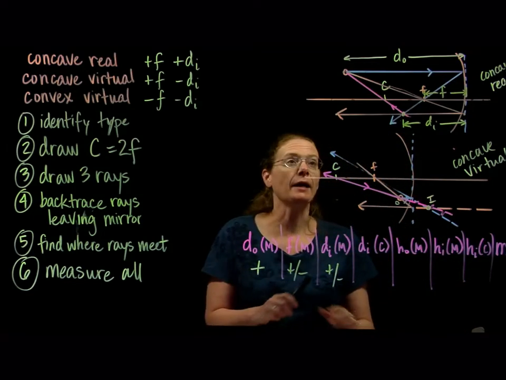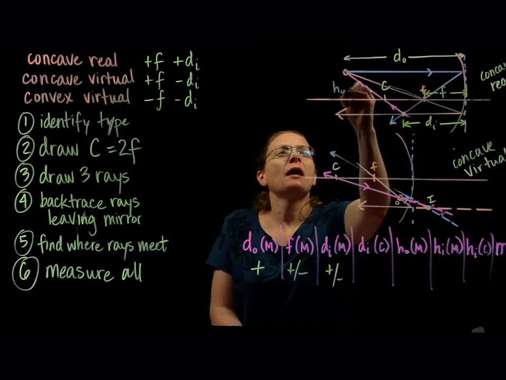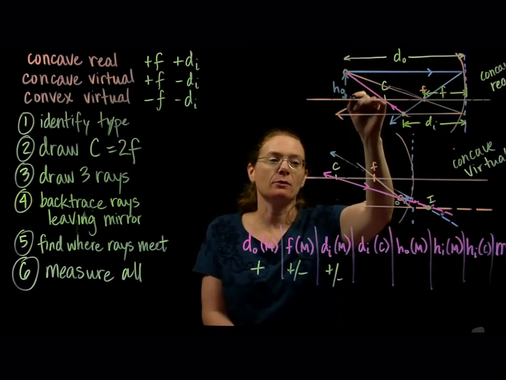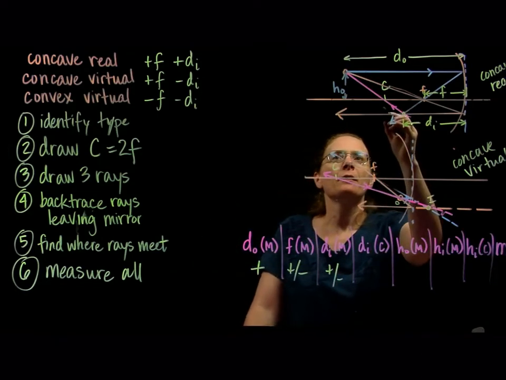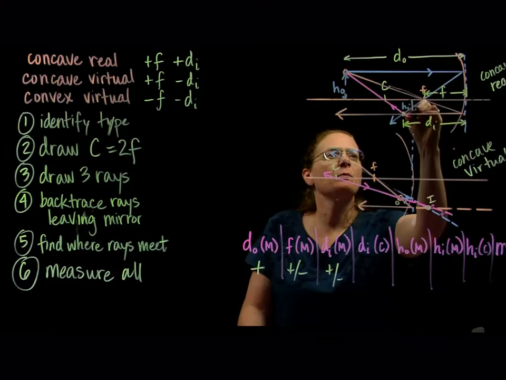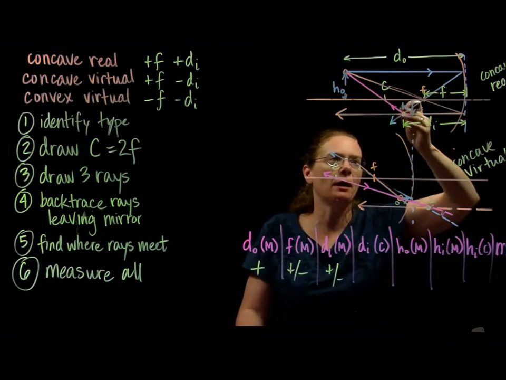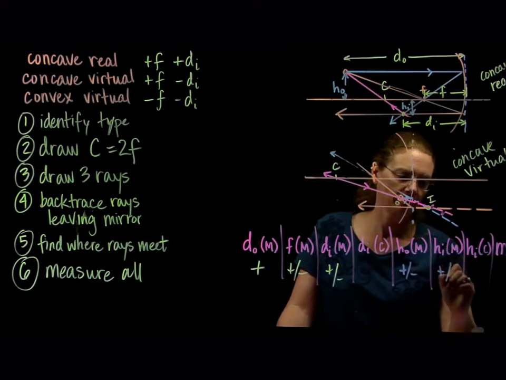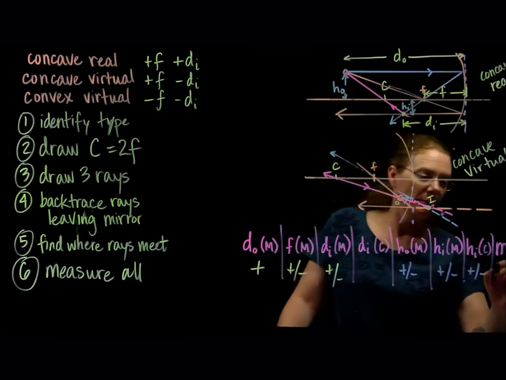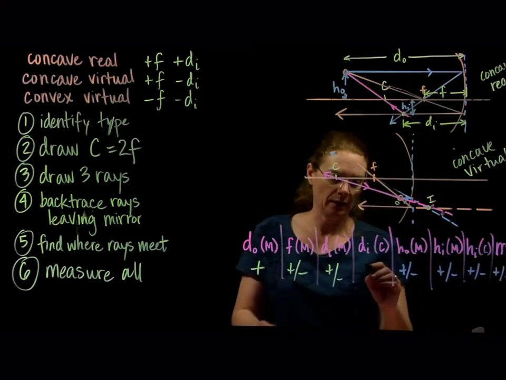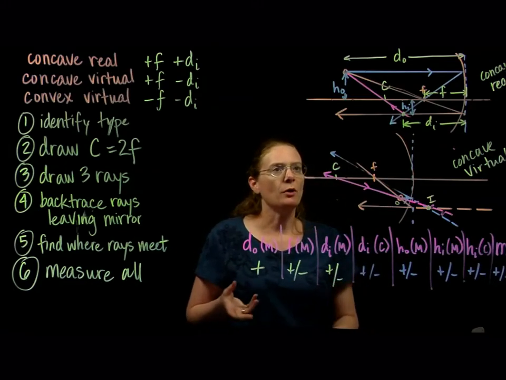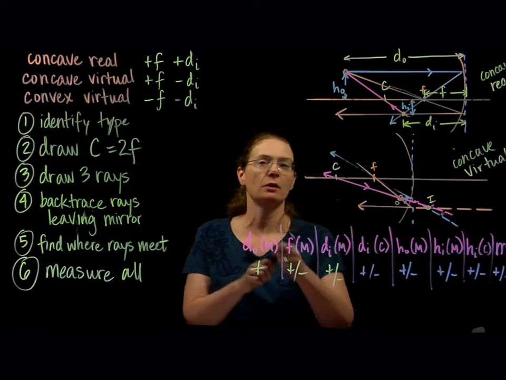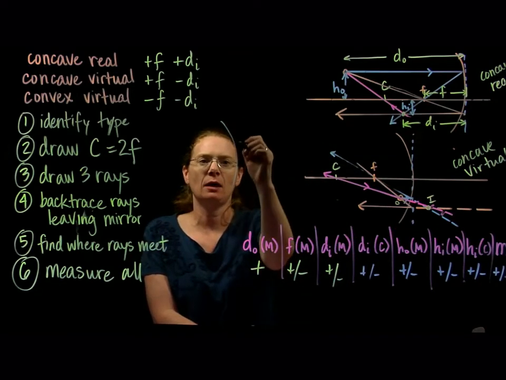HO, so the heights. Well, HO, the height of the object, is going to be from the object down to our axis, or up to our axis. The height of the image, HI, is going to be, again, just purely up-down height from image to axis. These can be positive or negative. M is the magnification, and that one again can be positive or negative. So what about the signs here? If we have a mirror, it doesn't matter if it's concave or convex.